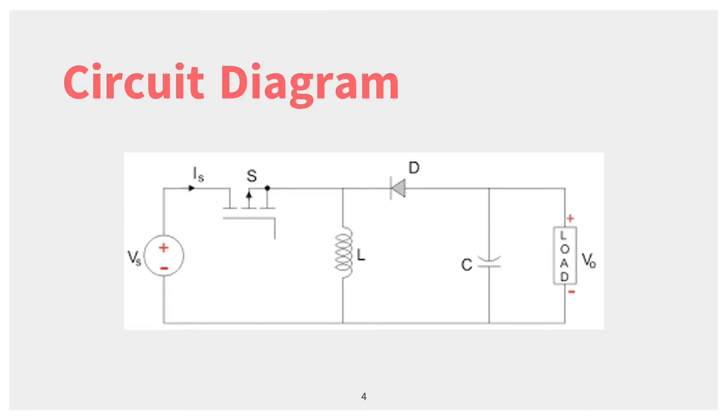So this is a simple circuit diagram of the buck boost converter that we shall be simulating. As you can see, you have a supply voltage, a switch, an inductor, a diode, and a capacitor, and then we'll have a resistive load in our case. Now moving on to the simulation.